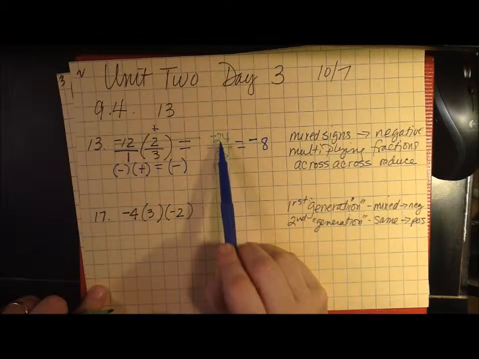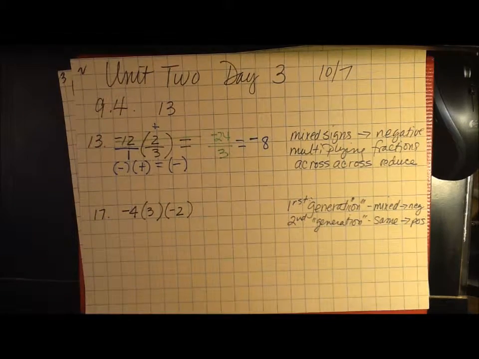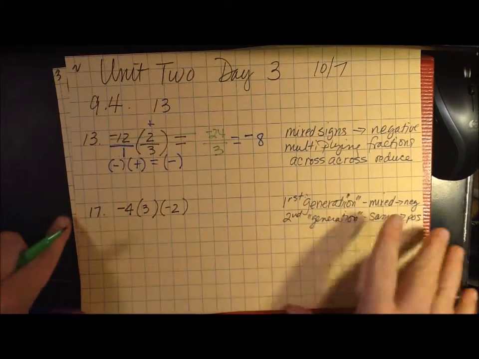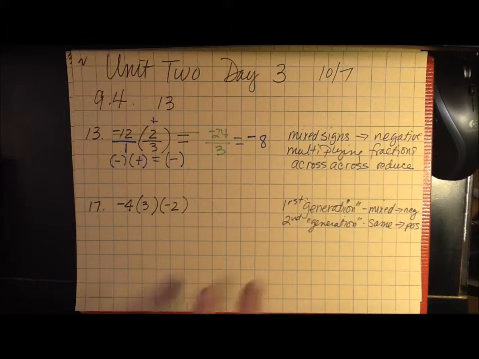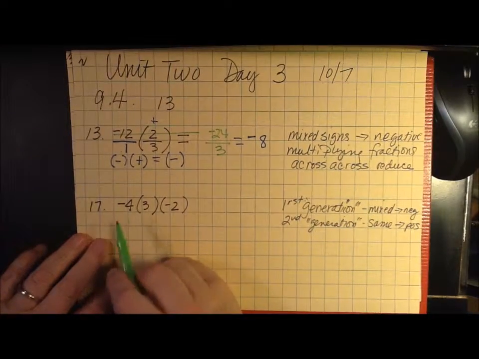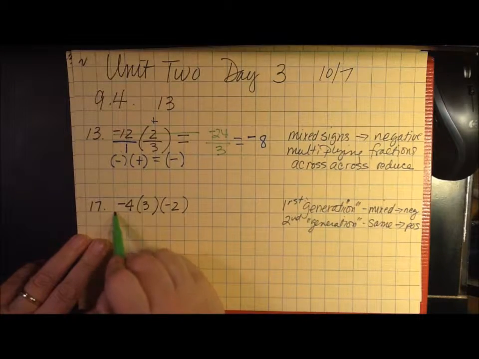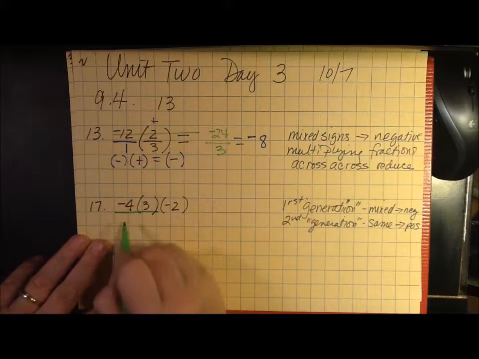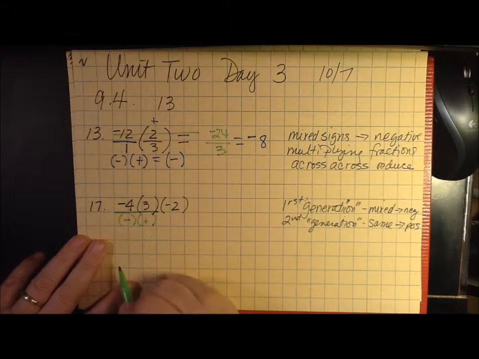I ended up with a negative and a positive, so I have a negative. And this is where I talked about on that first sheet about the idea of generations, and mixed and same will work if you have 2 factors. And here we have 3 factors, so I want to do this in steps. So I'm going to look at these 2 factors first, and here I have a negative times a positive.